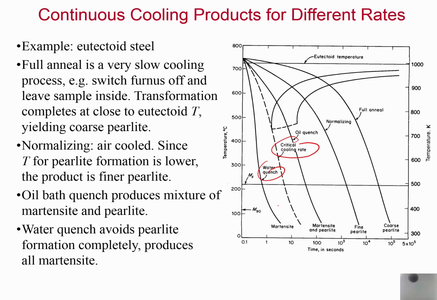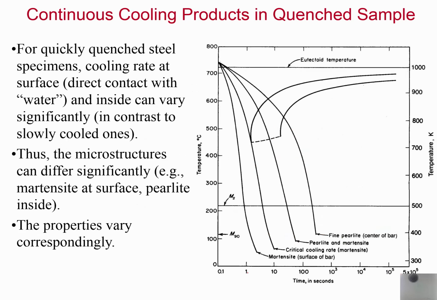If you do a water quench, you can get something that's fully martensitic. If you get something that's through here, you can get martensite and pearlite. So part of the austenite transforms to martensite. The remainder is available for pearlite. At a faster cooling rate you see fine pearlite, and at a slower cooling rate you see coarse pearlite.